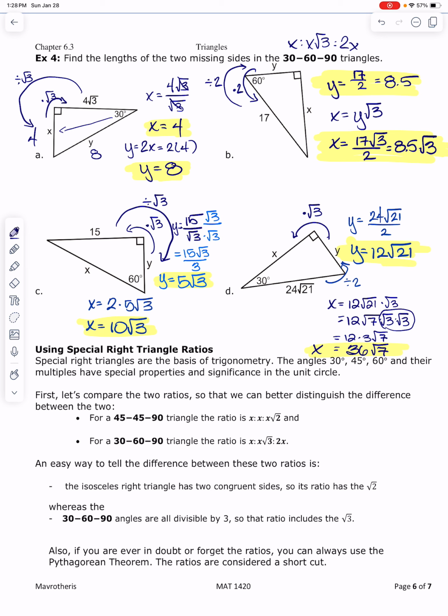And then a hint about how to figure these out. For the 45, 45, 90, we have 2 congruent sides, 2 congruent angles. Ratio is square root of 2. In our 30, 60, 90, all of those angles are divisible by 3. That ratio includes the square root of 3. And that is it for these notes.